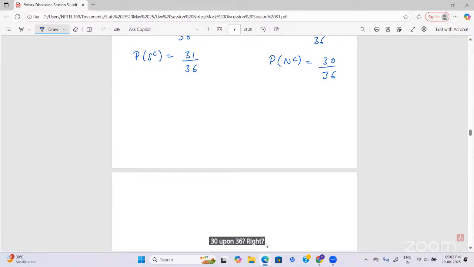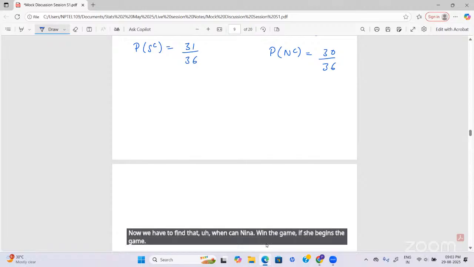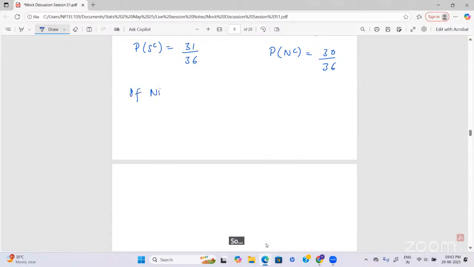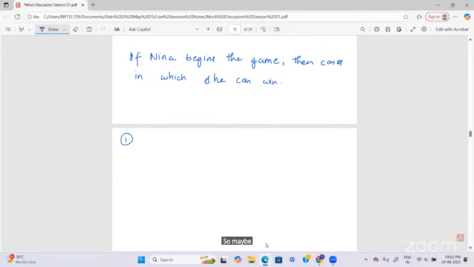Now we have to find when Nina can win the game if she begins the game. If Nina begins the game, then the cases in which she can win. Ma'am, do we maybe need to use conditional probability? We don't need to use conditional here. Okay, I'll solve it and you will get it.